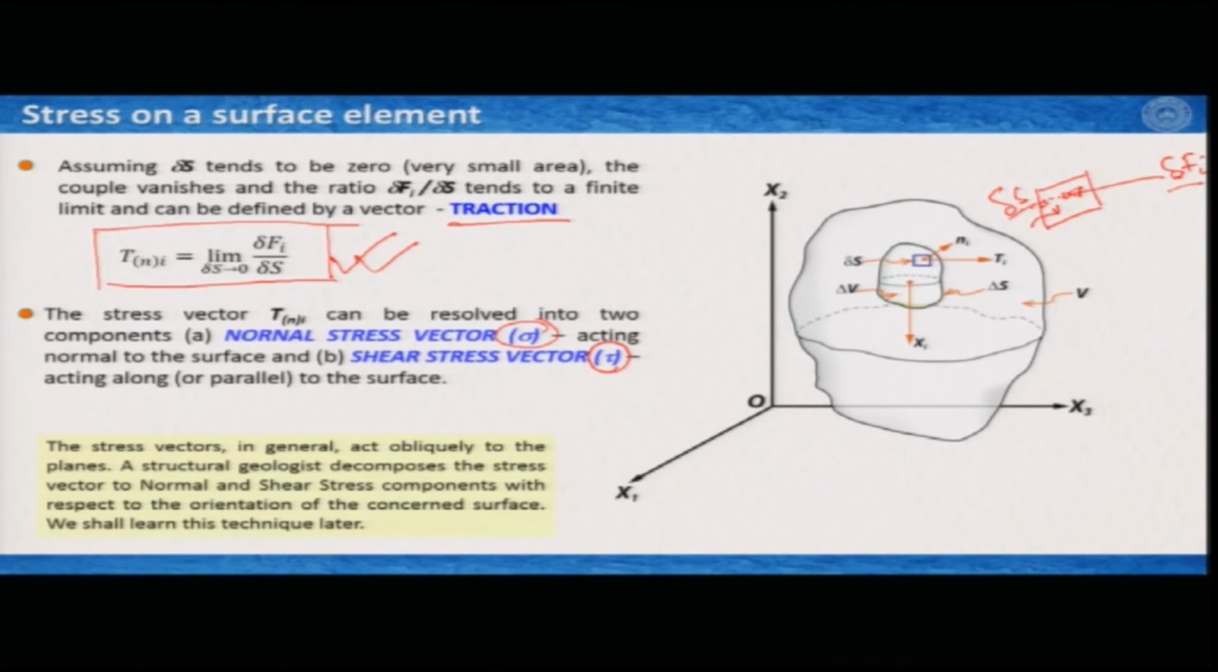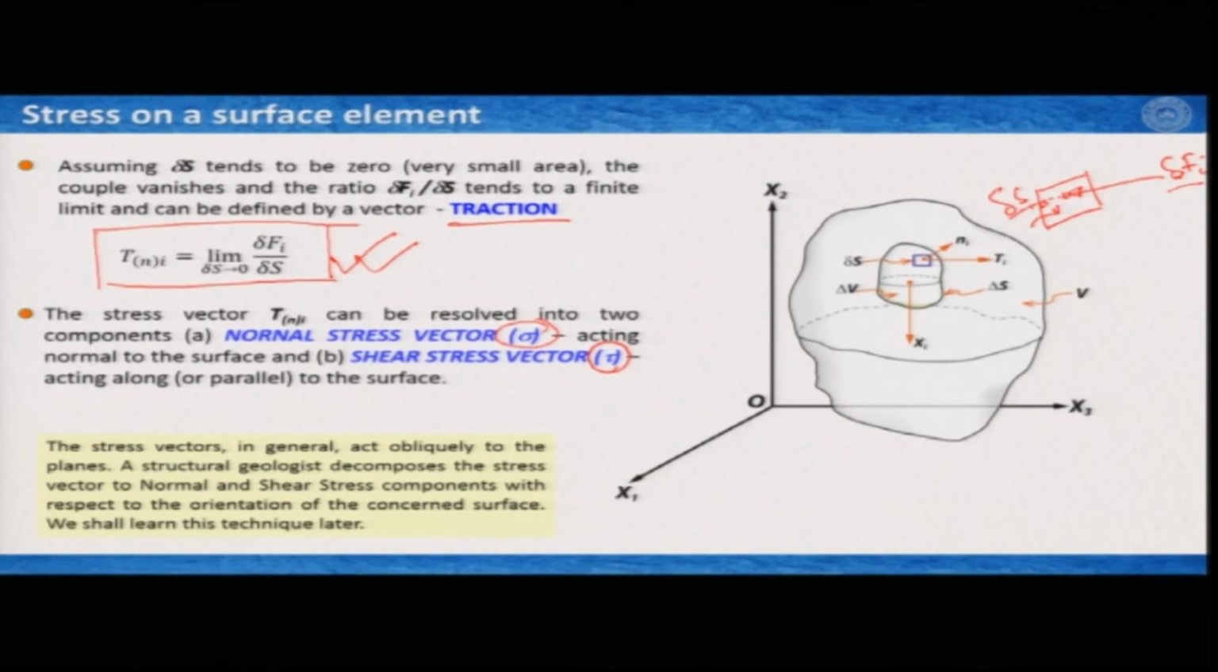Now, in most of the geological cases, the stress vectors in general act obliquely to the planes. So, a structural geologist has to decompose these stresses.